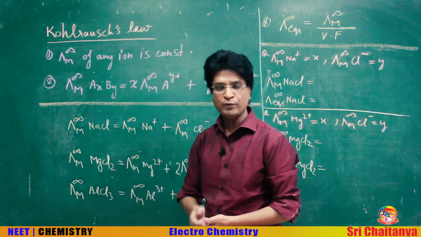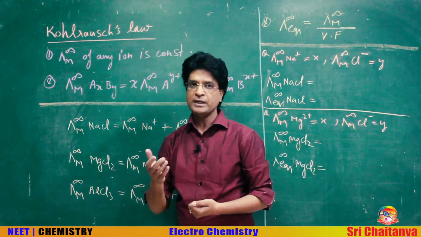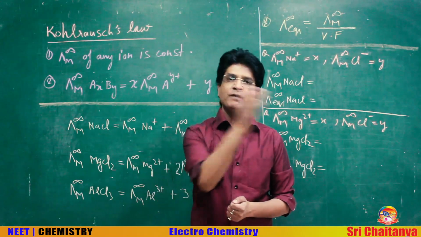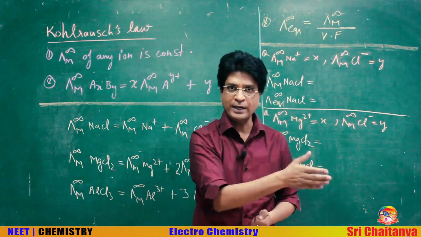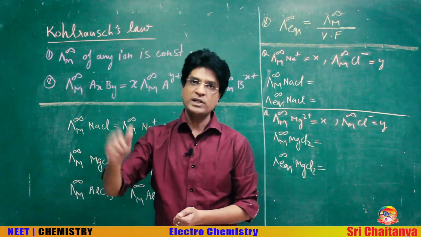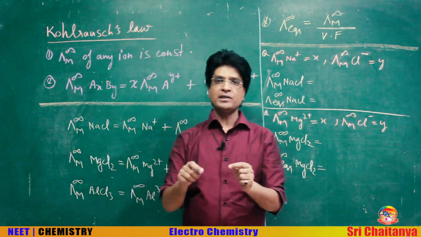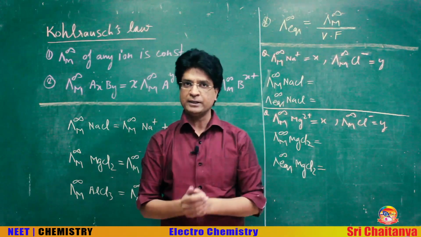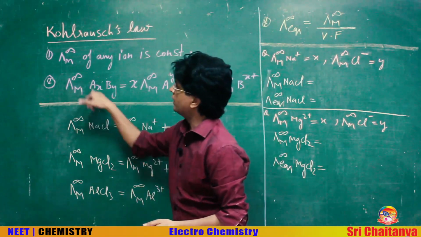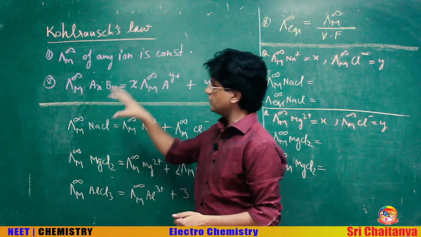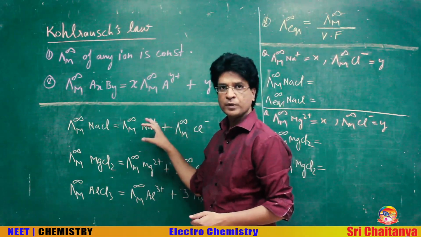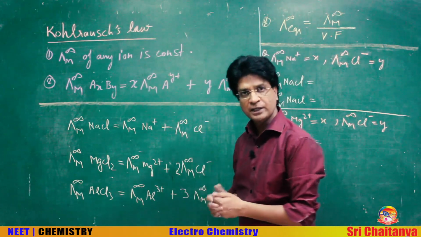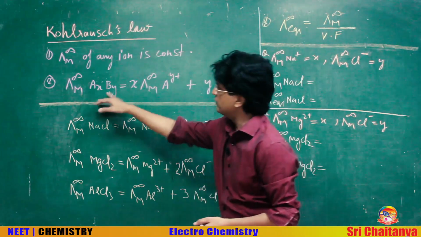Whatever the source of the ion, for example, suppose H ion conductance, it might come from CH3COOH, which is a weak electrolyte, or it might come from HCl, which is a strong electrolyte. In both cases, the H ions at infinite dilution will give you the same conductance. Now see, molar conductance of an electrolyte is equal to the summation of the molar conductance of all the ions present inside the solution. Let me explain this.